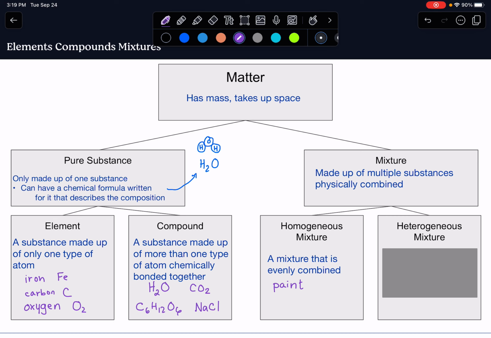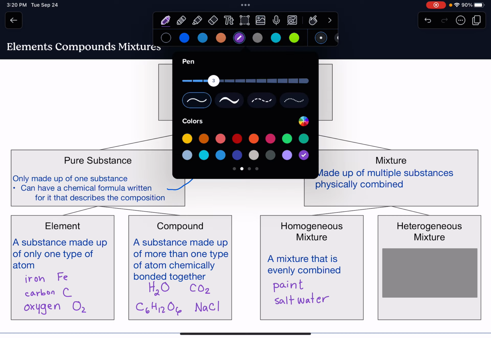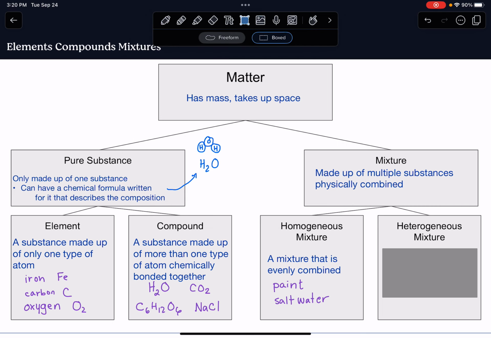Another example of a homogeneous mixture would be salt water. Salt, sodium chloride, dissolves in water very easily. So if I were to make a mixture of salt and water, that would be a homogeneous mixture because the salt would dissolve into the water and it would have just one smooth consistency. However, you can't write a chemical formula for salt water because it's made up of more than one thing. It's made up of water and it's made up of salt. You could write two chemical formulas for the components, but not just one.